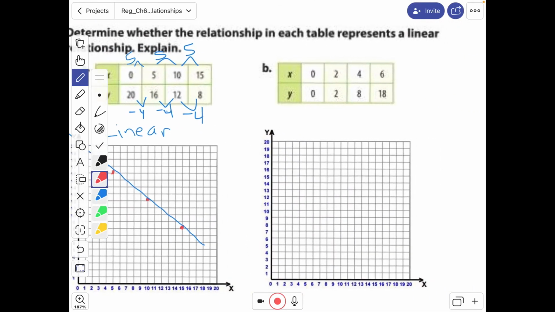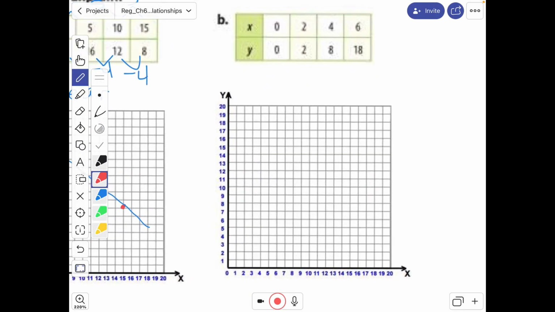Okay, let's look at example B. That's 0, 0. That's our origin. That means it's over here in the corner. And then we're going to go to the right 2 and up 2 and put a dot, over 4 and up to 8, to the right 6 and up to 18. And again, if I tried to connect that dot and that dot, it wouldn't make a straight line.